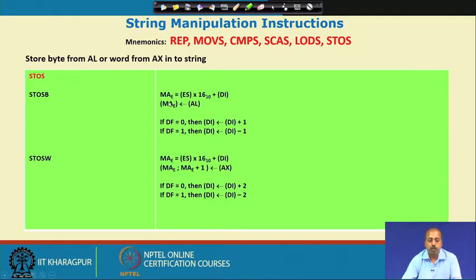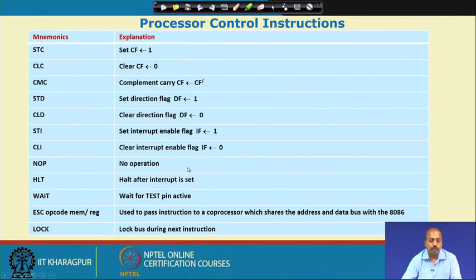So, this is storing the content of the AL register onto the memory address, or it is called storing the content of the AX pair onto these 2 memory locations, MAE and MAE plus 1. That way, the storing and loading will be done.